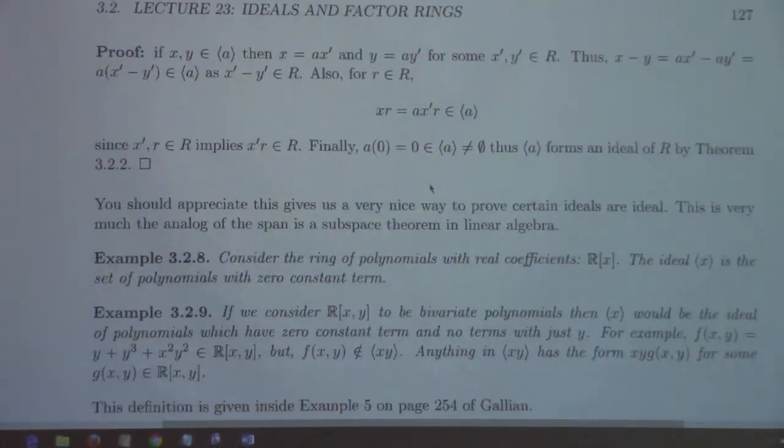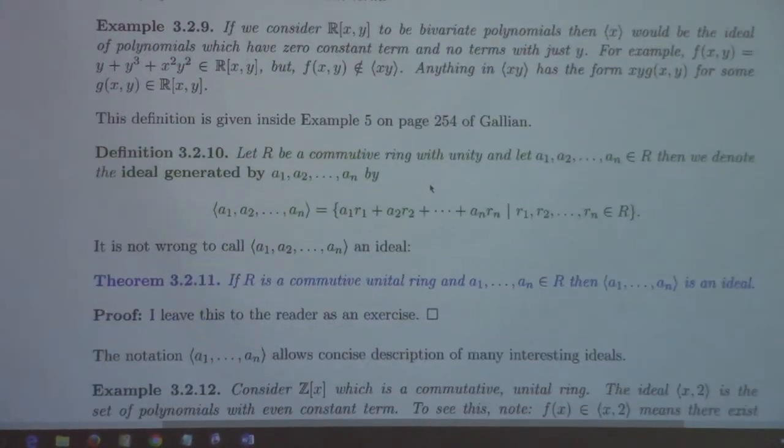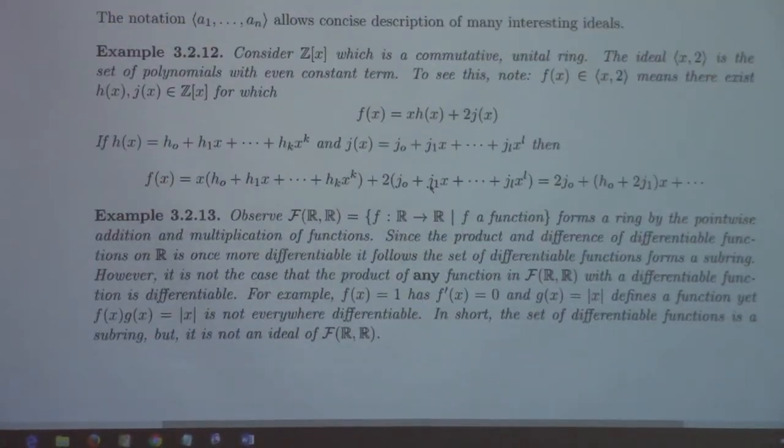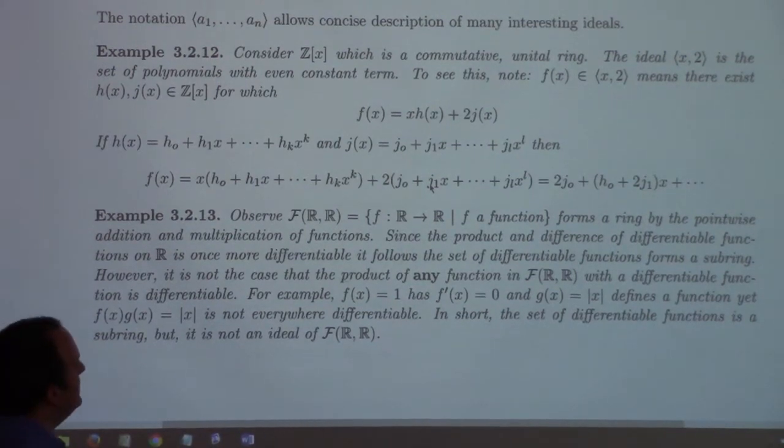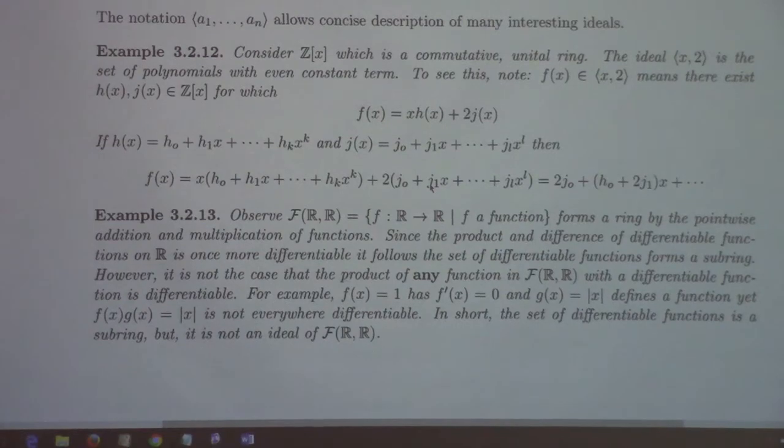Now, we talked about principal ideals last time. Here's an example I don't think I actually covered. If you have the ring of polynomials with integer coefficients, that's a commutative unital ring, all right? You can look at the ideal which is generated by x and 2. What would that look like? It's basically things of the form x times some polynomial plus 2 times some polynomial, right? So what is that?